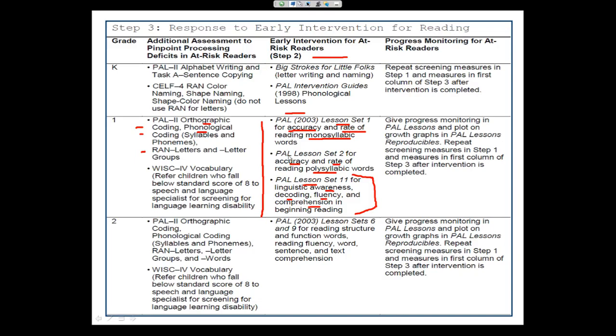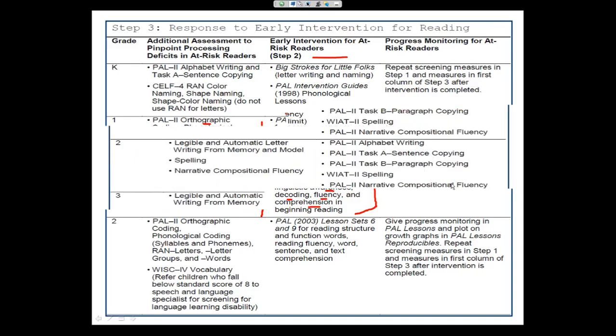As you're implementing these lessons, you want to make sure that you monitor the students' progress. And there are a number of charts that are included with the PAL research-based reading and writing lessons to monitor and plot the students' performance.